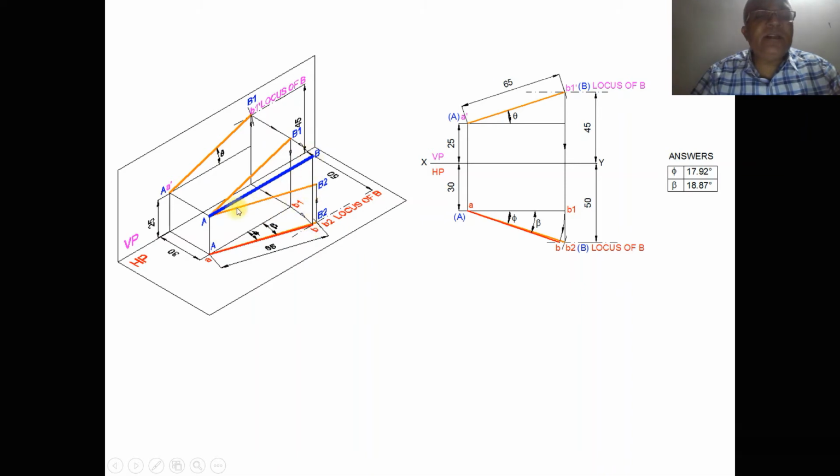When it is projected, it will be in space, and you are going to get capital AB. So the inclination made by the top view is beta, and the inclination made by the true length in the top view is phi.